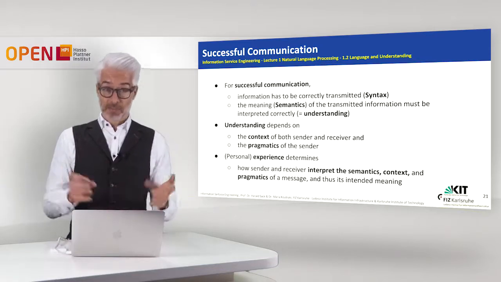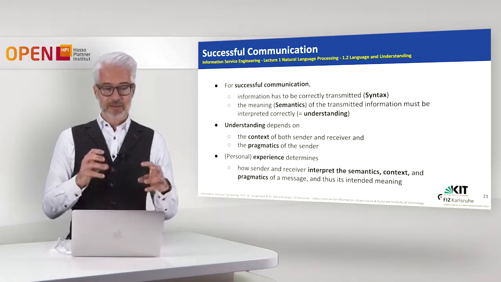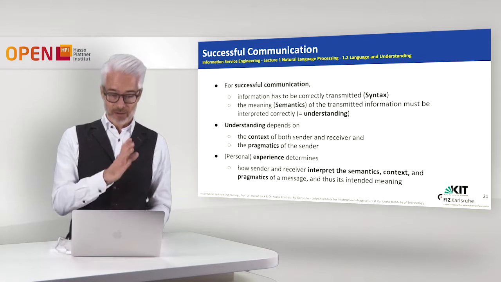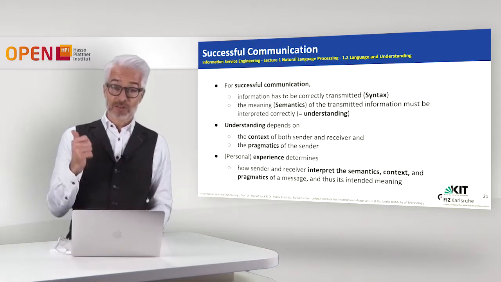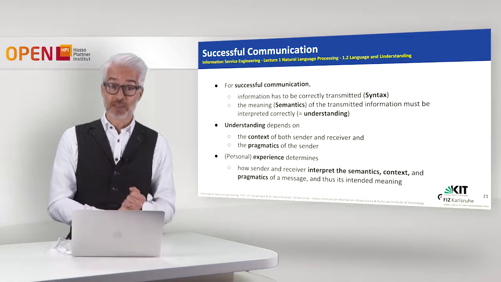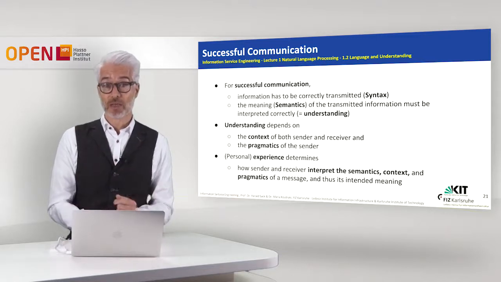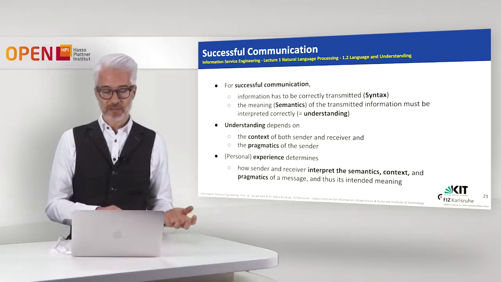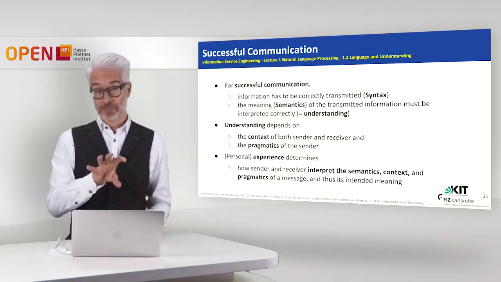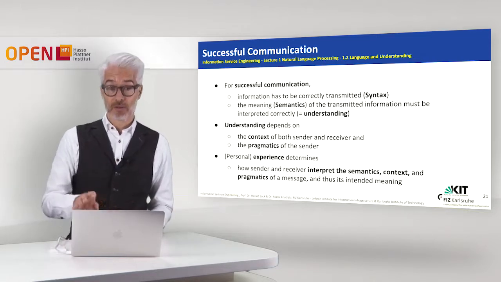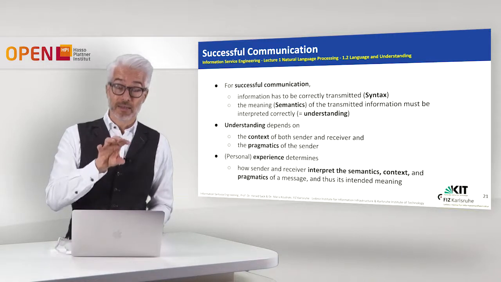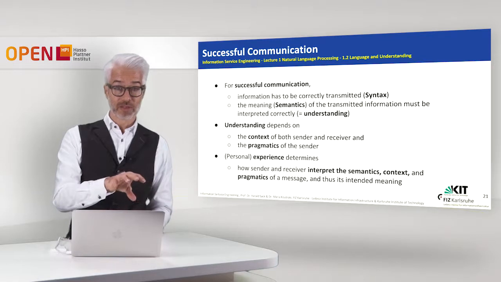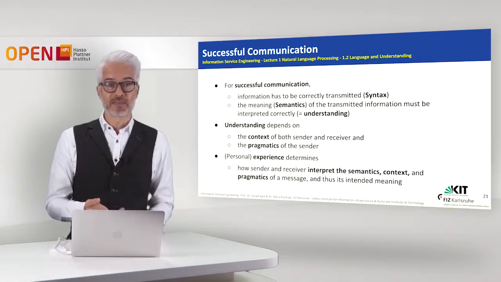Let's have, to sum up all these concepts, a look at the so-called process of successful communication. When is communication successful? For this, first of all, the information has to be correctly transmitted. So this usually relies on the use of syntax. But not only that, the semantics of the transmitted information must also be interpreted correctly. So this, of course, depends on how to deal with semantics. And there, understanding depends on the context of both sender and receiver, as well as on the pragmatics of the sender.